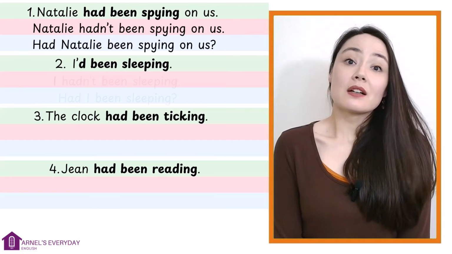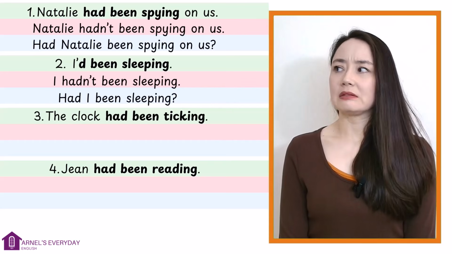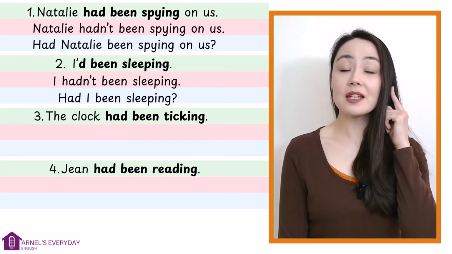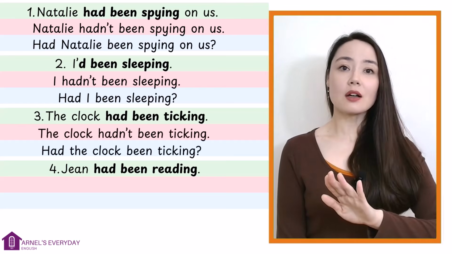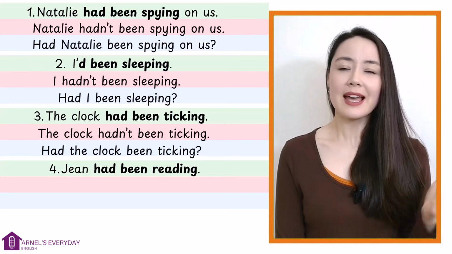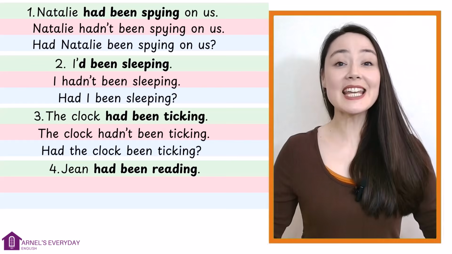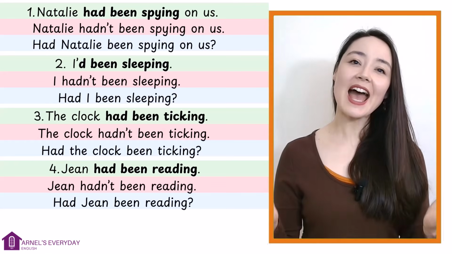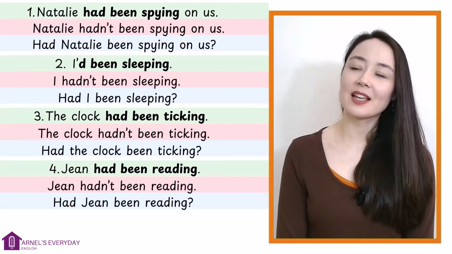I'd been sleeping. I hadn't been sleeping. Had I been sleeping? The clock had been ticking. The clock hadn't been ticking. Had the clock been ticking? Jean had been reading. Jean hadn't been reading. Had Jean been reading? I think you got this.